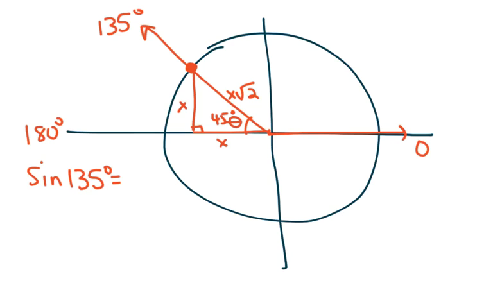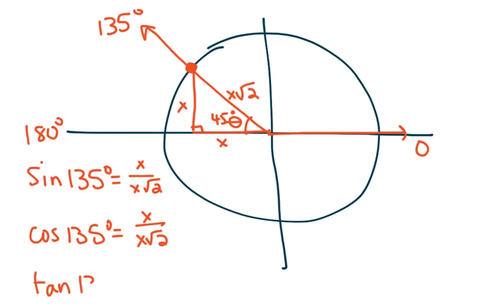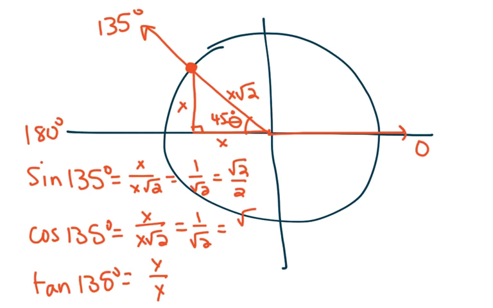The sine of 135 degrees, opposite over hypotenuse. The cosine, adjacent over hypotenuse. And the tangent, opposite over adjacent. So this is going to be 1 over the square root of 2, which is square root of 2 over 2. This is also 1 over the square root of 2, which is square root of 2 over 2. And then this is going to be 1.